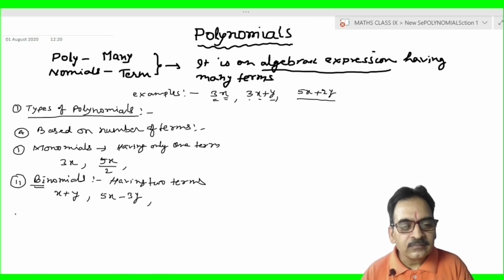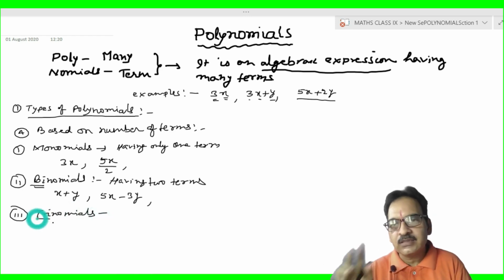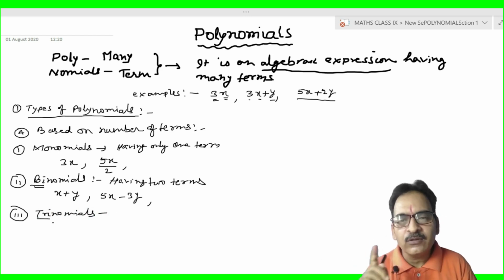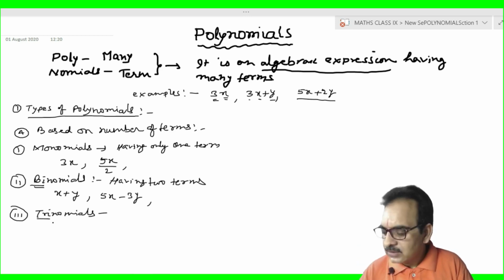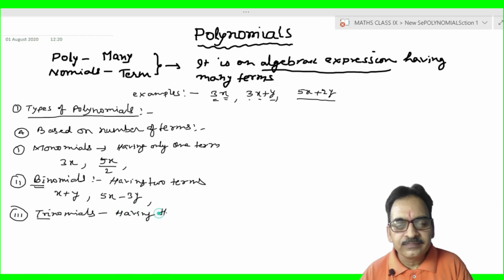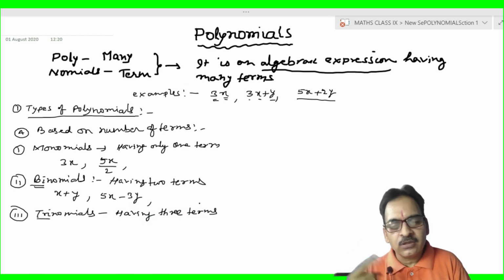Similarly, the third type is trinomials. By the name only, tri means three. Tri means three, nomial means term. So exactly, polynomials having only three terms are called trinomials. A trinomial is an algebraic expression having only three terms.